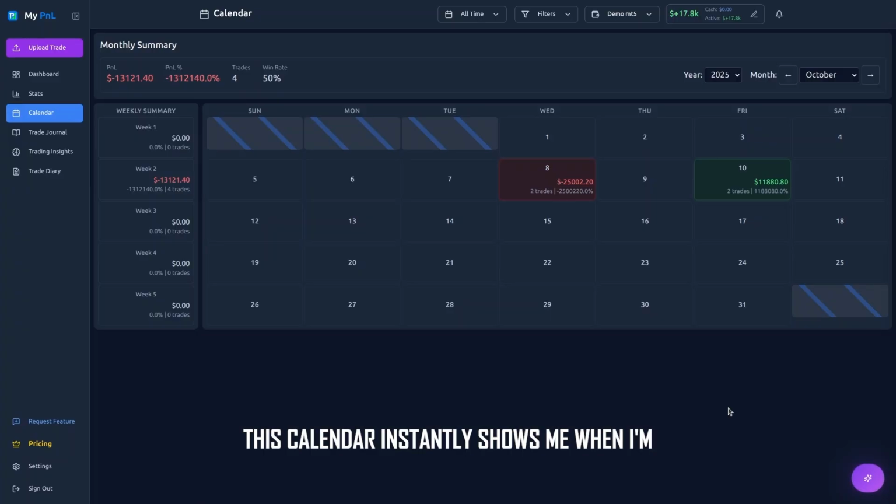This calendar instantly shows me when I'm active, when I'm profitable, and when I should have stayed out of the market. It's perfect for identifying patterns in my trading schedule and performance. One glance tells me everything about my monthly activity.